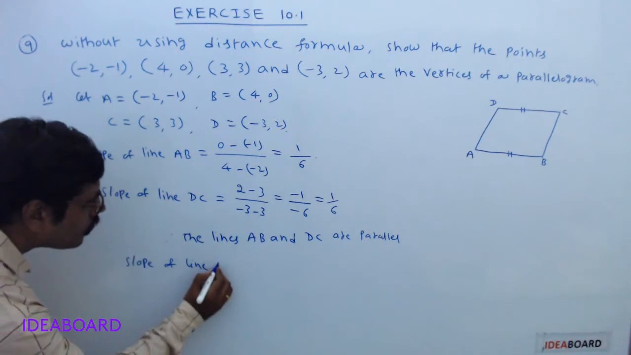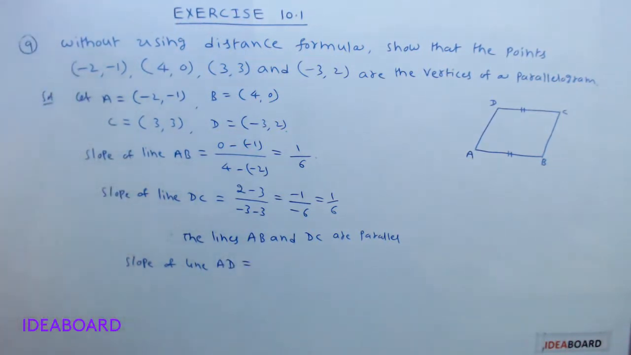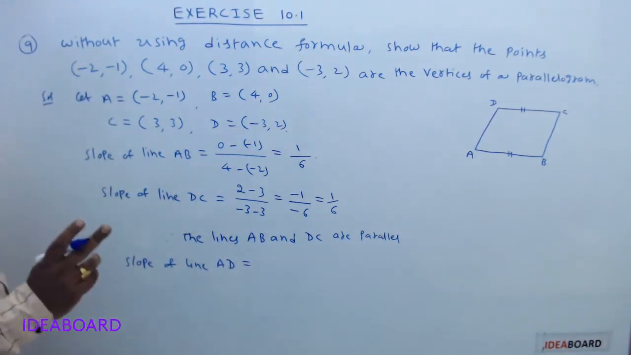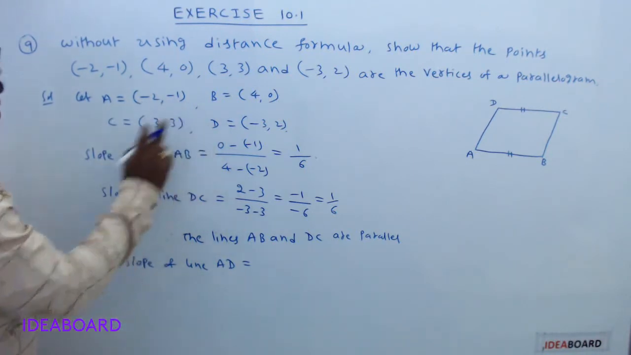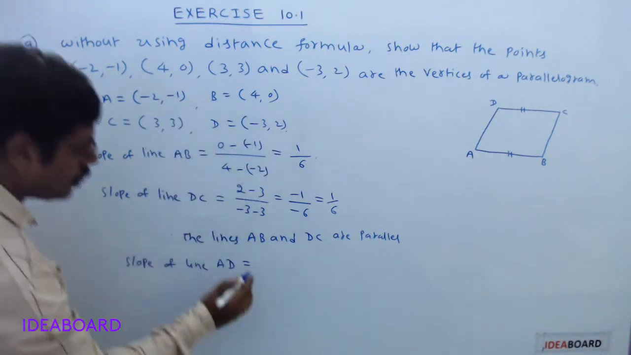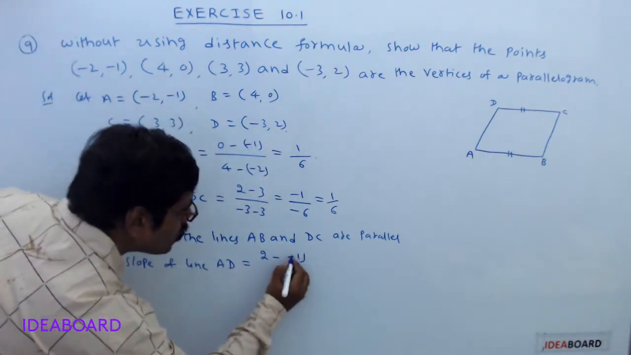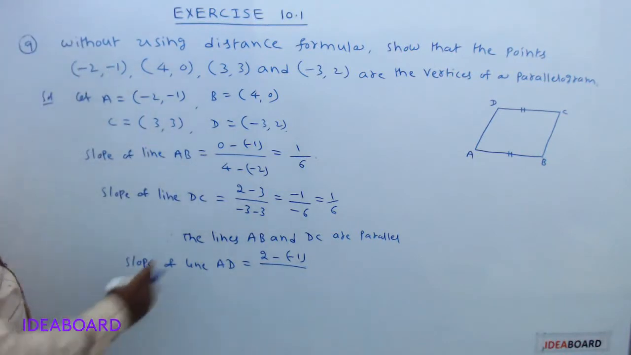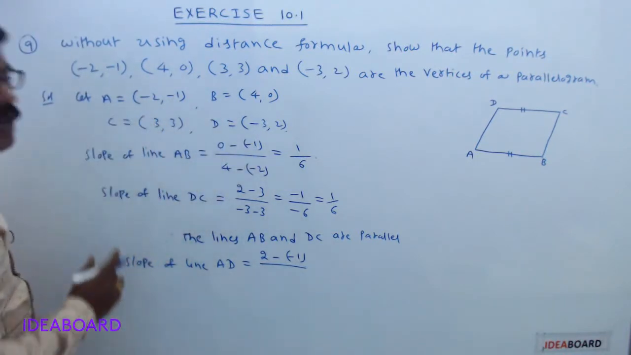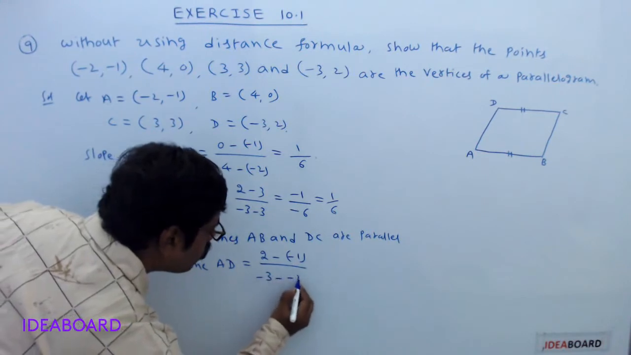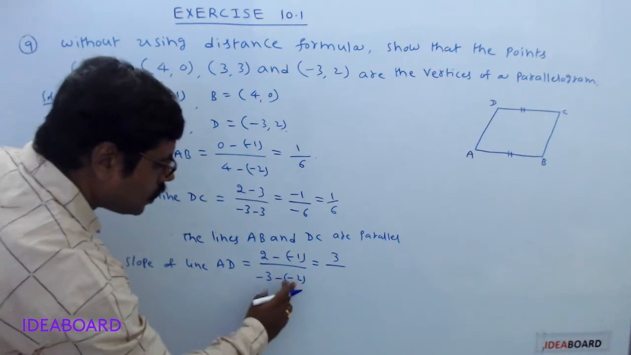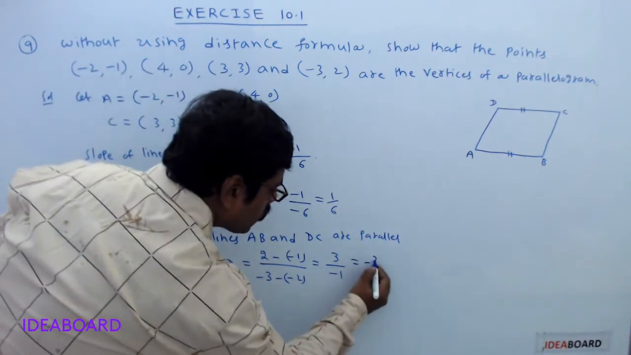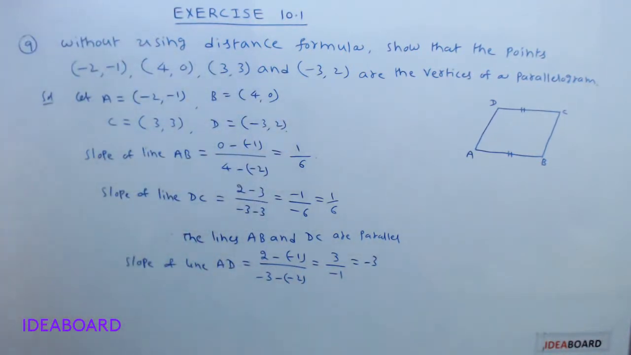Slope of line AD. Now apply the formula y2 minus y1 divided by x2 minus x1 on the points A and D. y2 minus y1, that is 2 minus of minus 1 divided by minus 3 minus of minus 2. Now this is 2 plus 1, 3, minus 3 plus 2, minus 1, it is minus 3. So slope of line AD is minus 3.